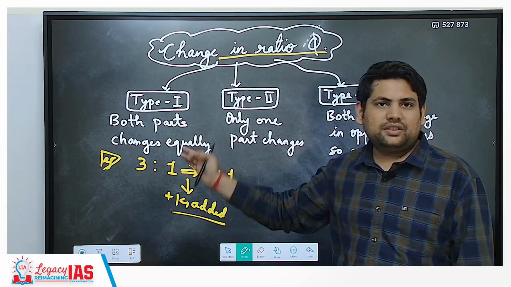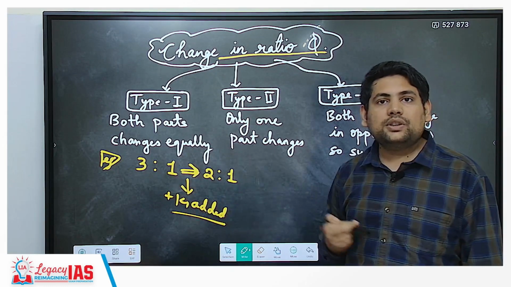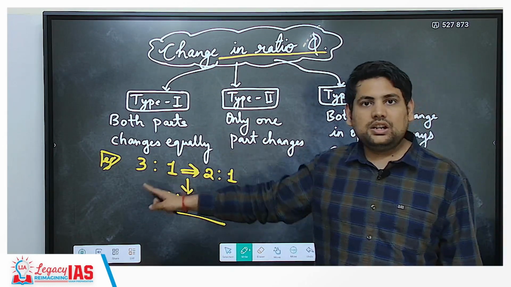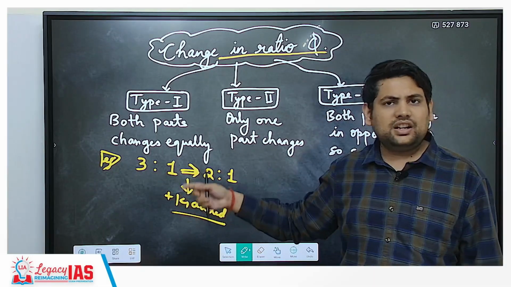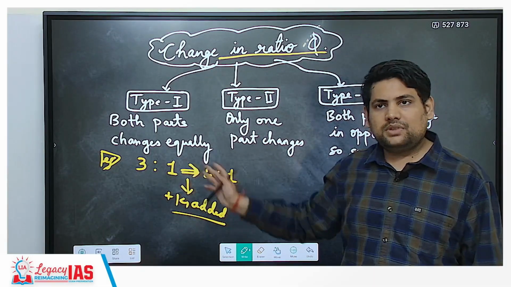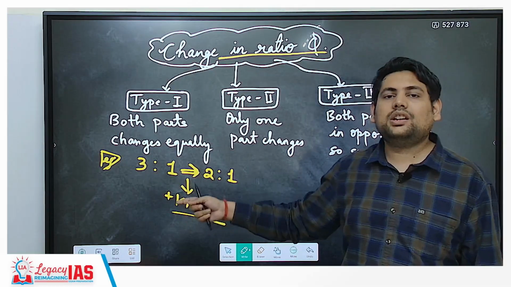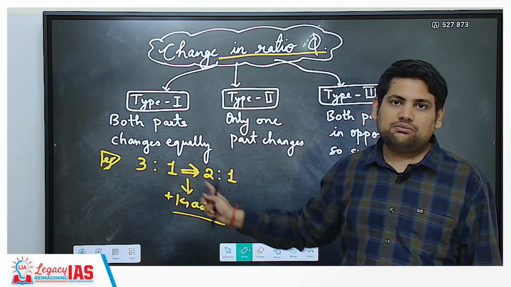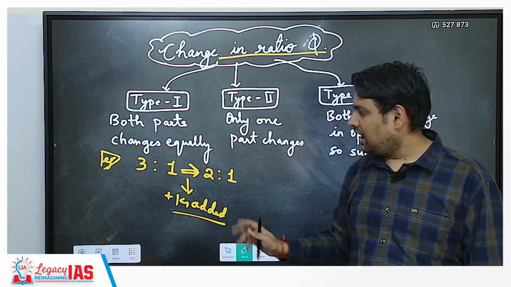Then how do you solve it? This is type 1. In this what we are seeing is that the change is equal on both sides and in the same direction, correct? Something is added to both the parts or something is subtracted from both of the parts. This is type 1.